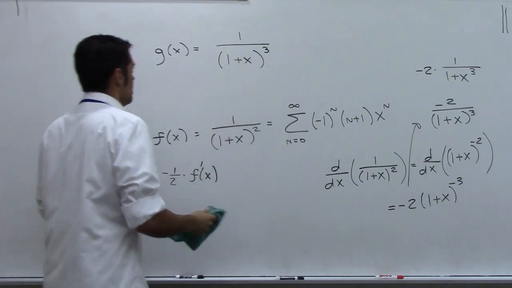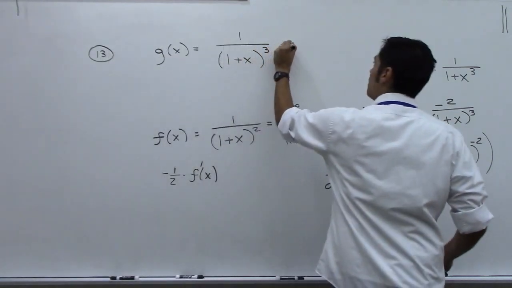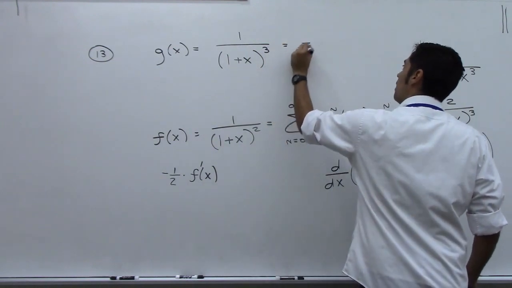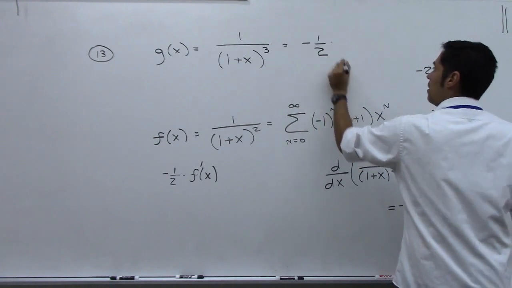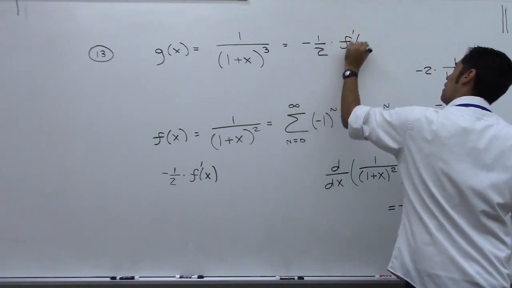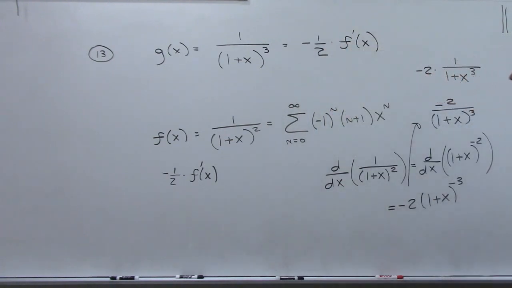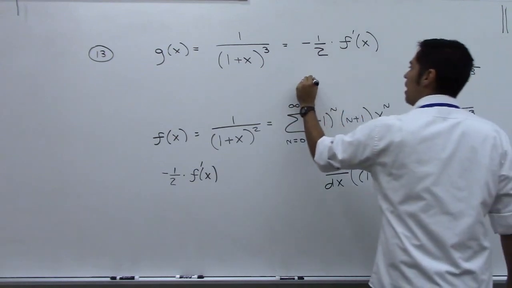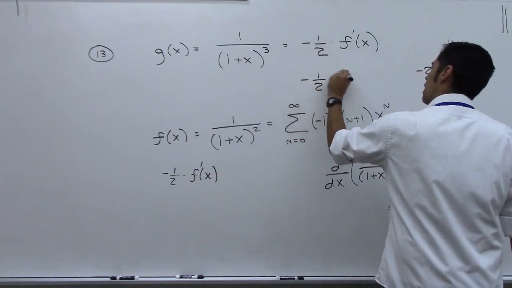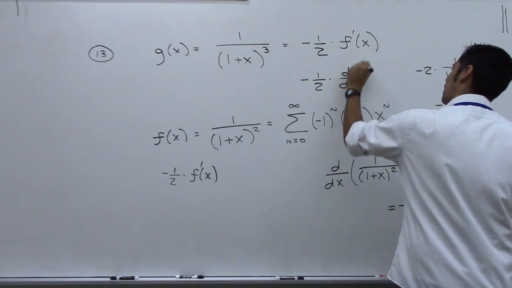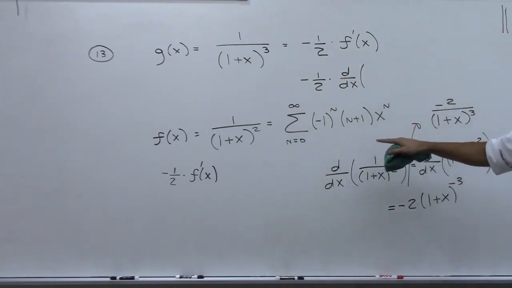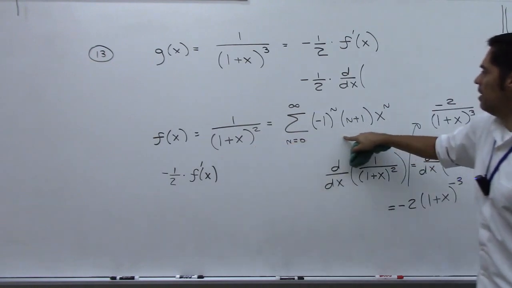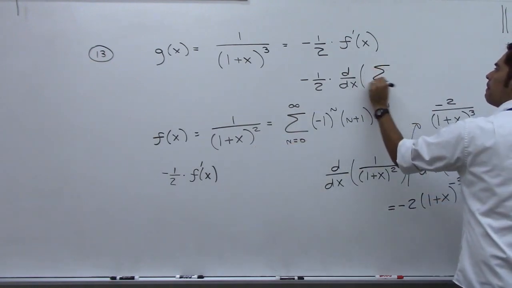So here's what I can do. I can say that this is equal to negative 1/2 times the derivative with respect to x of the f function. What is the f function? The f function is this, written as a power series.